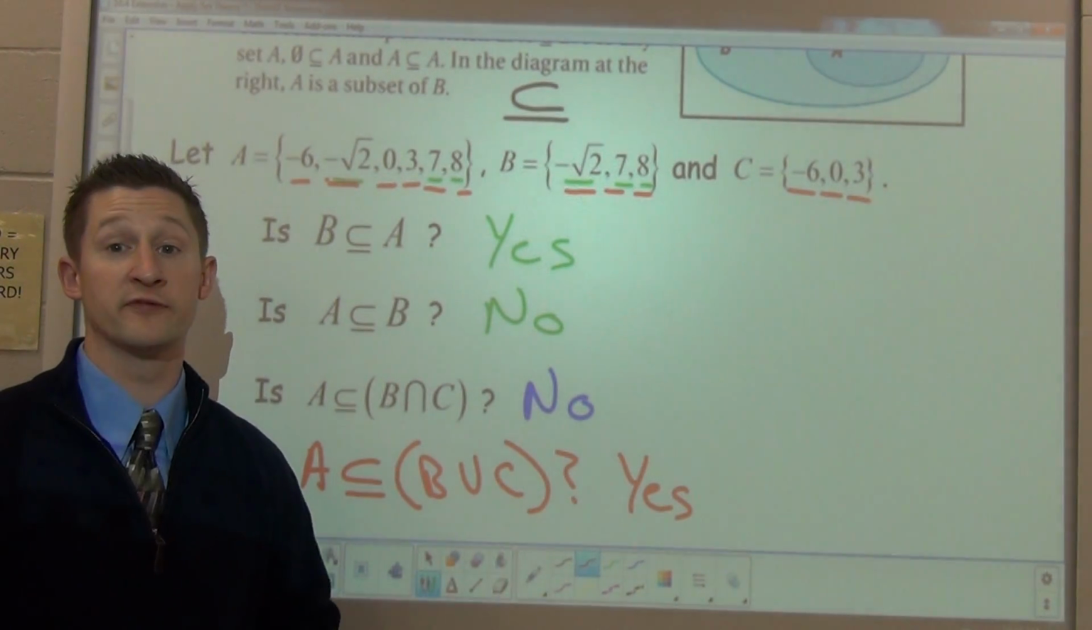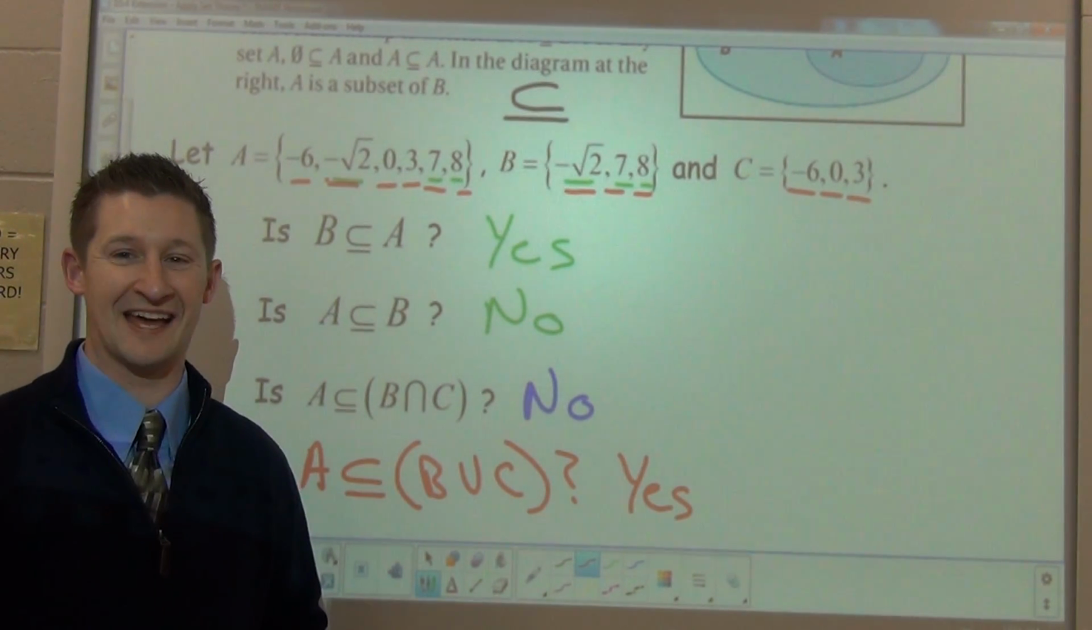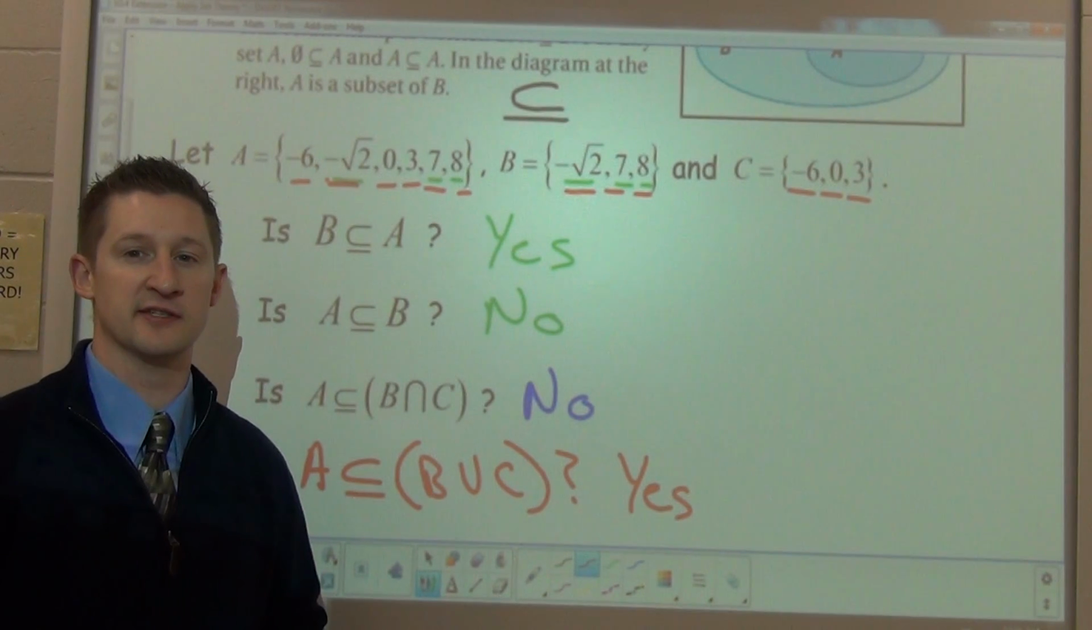So that should give you enough to be able to work through the problems on applying set theory in the extension to lesson 10.4.